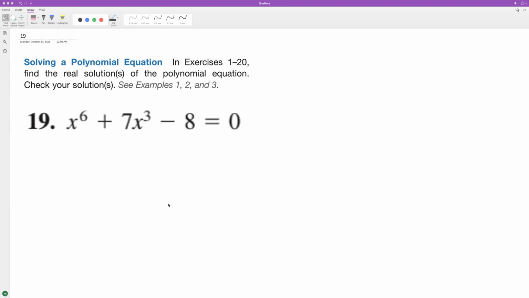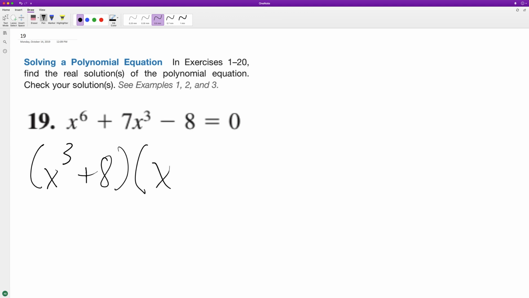What we have here is we want to find all the real solutions to this polynomial. So what we can do here is break this up, and we'll have factored up to x cubed, and we'll have a plus 8, and then x cubed minus 1. And the reason why is because 8 and negative 1 multiplied together equal negative 8, but then added together 8 and negative 1 equals positive 7.